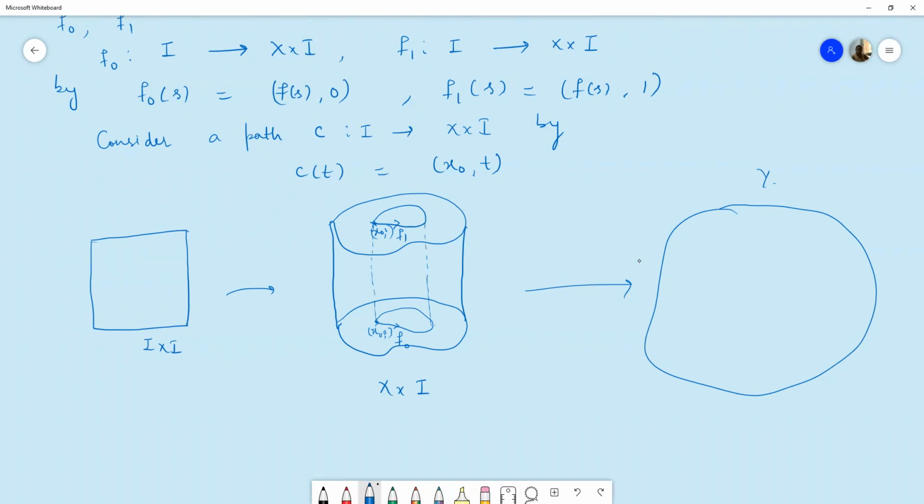And we have defined C, this is x0, t. So C, as t goes from 0 to 1, the image goes from x0 0 to x0 1 along the straight line. So this straight line joining these 2 points x0 0 and x0 1, this is our path C.